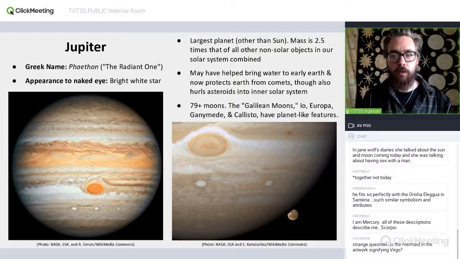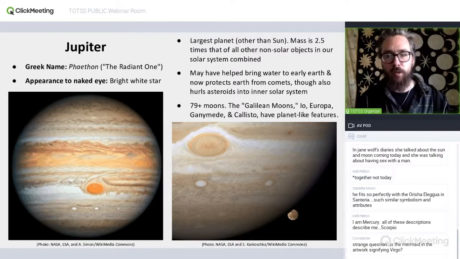Right, and then Jupiter, we're not going to get into it here, but Jupiter was really, really influential in shaping the early solar system, and also helped to bring water to the early Earth by hurling stuff from a little bit further out to Earth, and also protects the Earth from comets. His huge gravitational field helps to divert comets away from the Earth. Though his gravitational field does also sometimes send asteroids into the inner system, which sometimes collide with Earth.